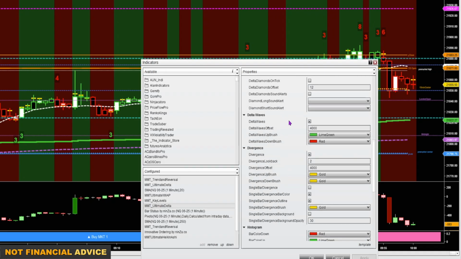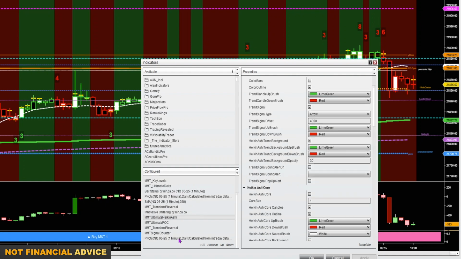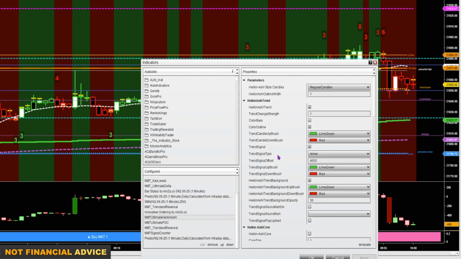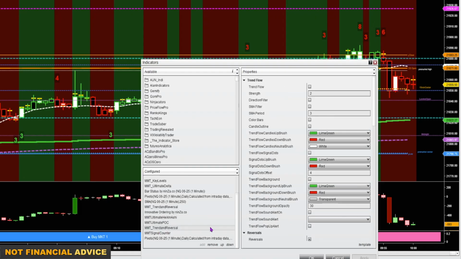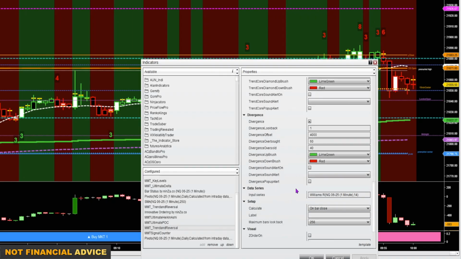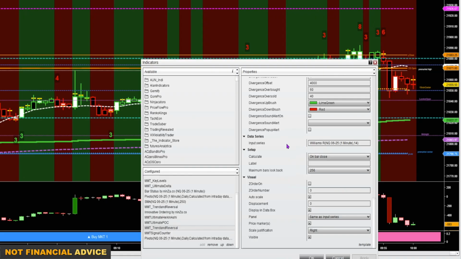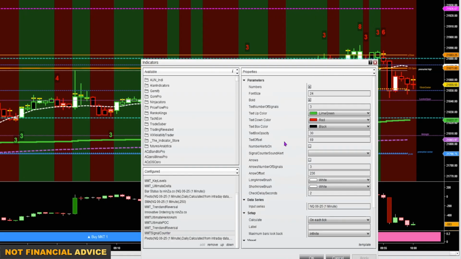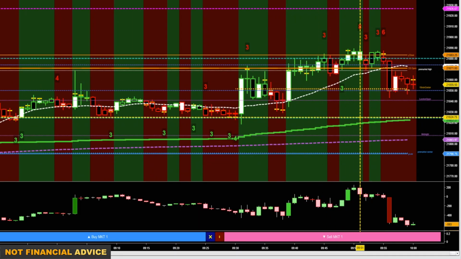And I've got the same delta waves and divergence activated. You get different waves and divergence signals for per bar versus cumulative mode. I've got the signals activated for the ultimate Heikin-Ashi. You can see there's the trend signal, the wide offset. I've got another instance of the trend in reversal, doing the same divergence in reversals only, with the Williams as the input series. And then the signal counter is measuring the signals. Got to have at least 3 signals for it to print a number. So that's the setup for my 1 minute chart.